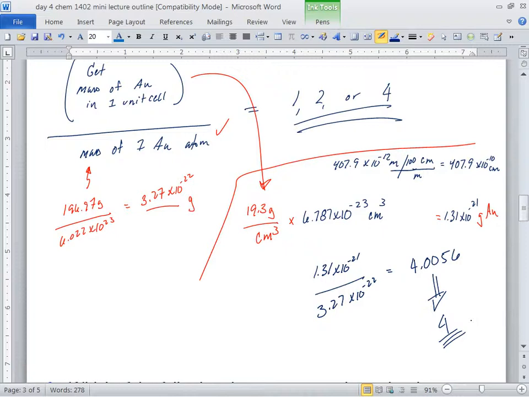So are you getting this? That means each unit cell of gold has 4 gold atoms, essentially, if you add up all the parts. So it has to be what type of unit cell? Face-centered cubic. That's the answer: 4 atoms, face-centered cubic. Did you get it to work? Audrey, did you get it to work? No, sir. Where'd you mess up?